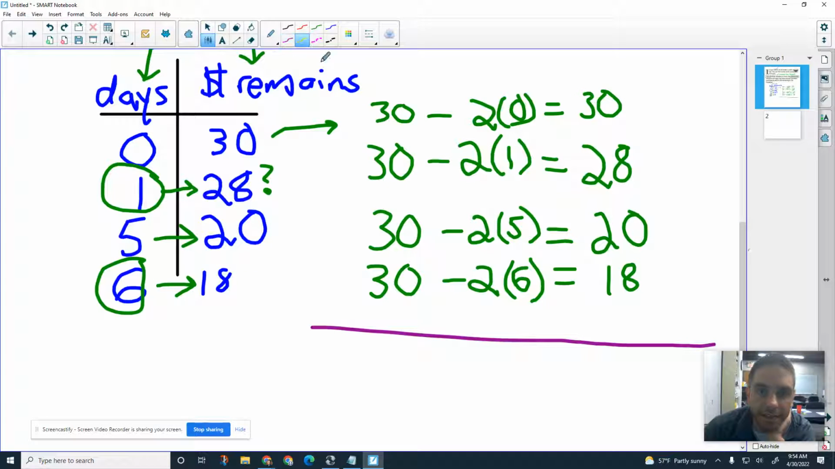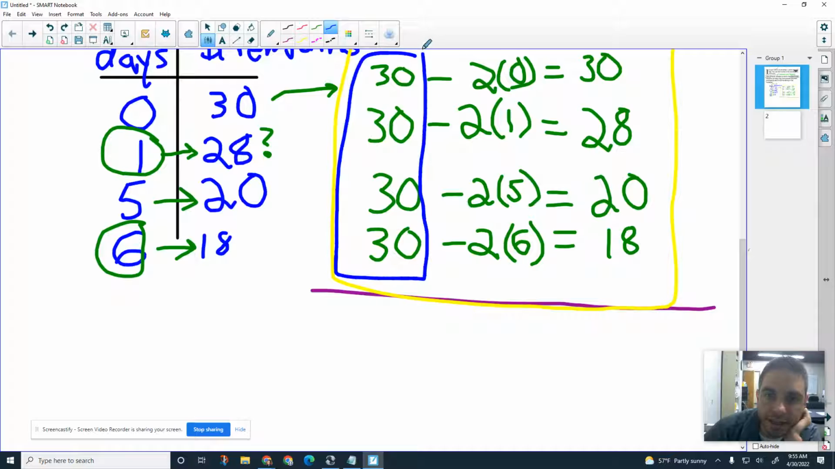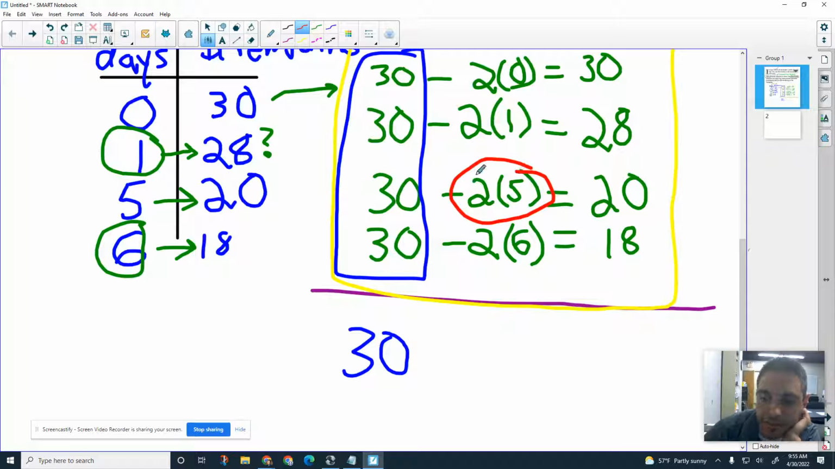So as you look at these 4 equations, there are some things that change and some things that stay the same. 30 shows up in every single one of these equations. That number stays the same, 30. The part where it says minus 2 times something. By the way, this parentheses, when you put a number and then a parentheses right after it like that, that means multiplication. Okay, that's a way to show multiplication in the algebra language.